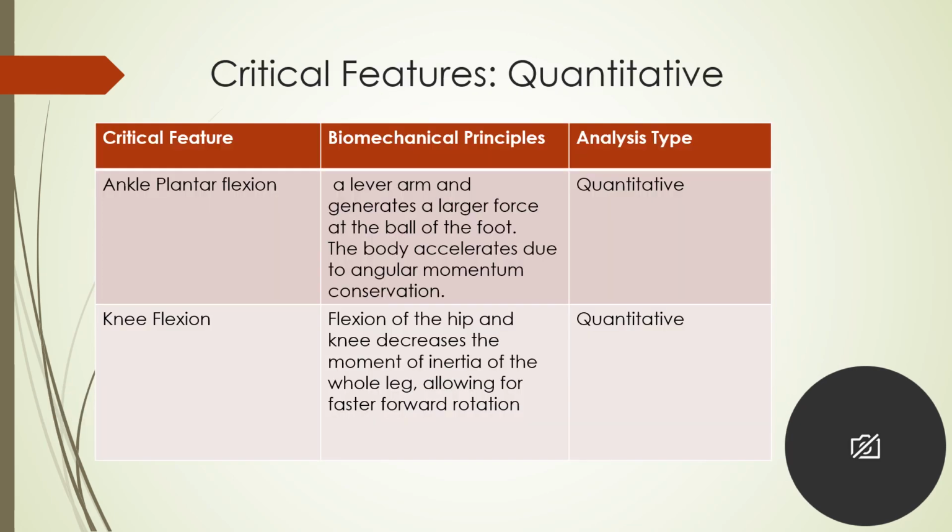There are two quantitative analyses. The ankle plantar flexion's lever arms conserve angular momentum and accelerate the body at the foot, the ball of the foot. The flexion of the knee moves the mass of the leg closer to the hip axis of rotation, which reduces the moment of inertia.